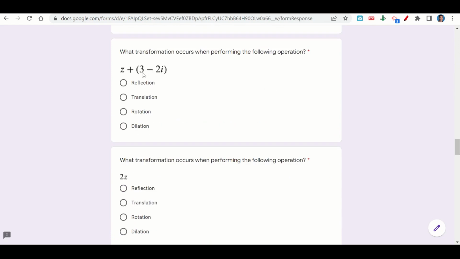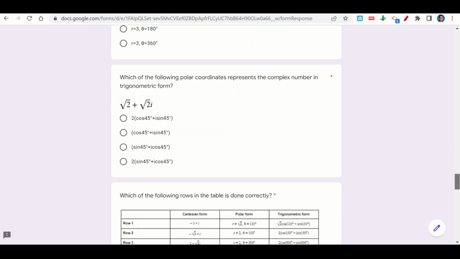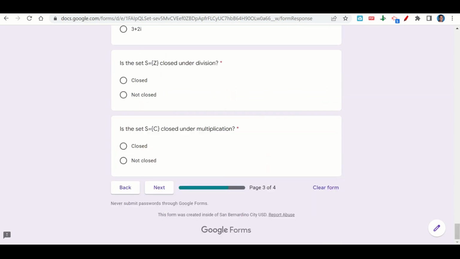Now let's look at this one. It says, which transformation occurs? Z plus 3 minus 2i. Well, we know that anytime we add two complex numbers together, we're really just going to slide the complex number around. So that is just a translation. So we'll go ahead and mark that as our answer. And we'll continue to answer each of these questions until we get to the end.